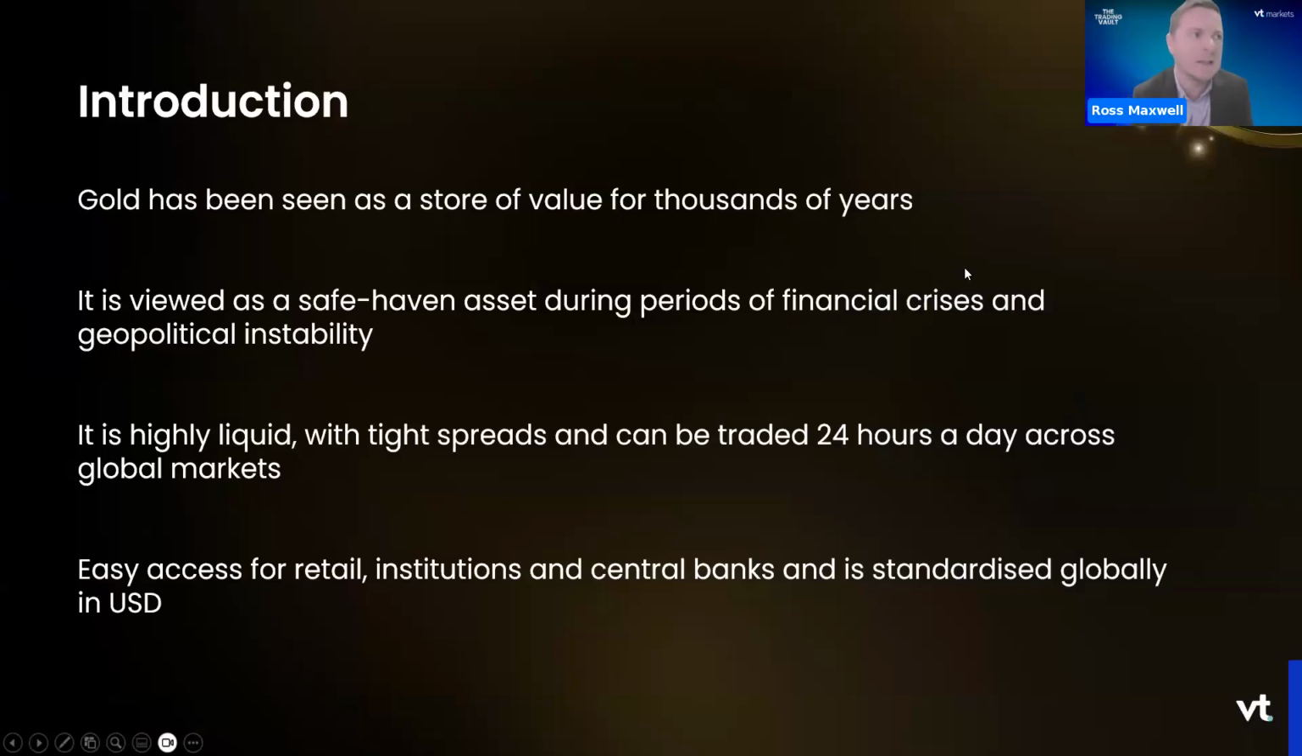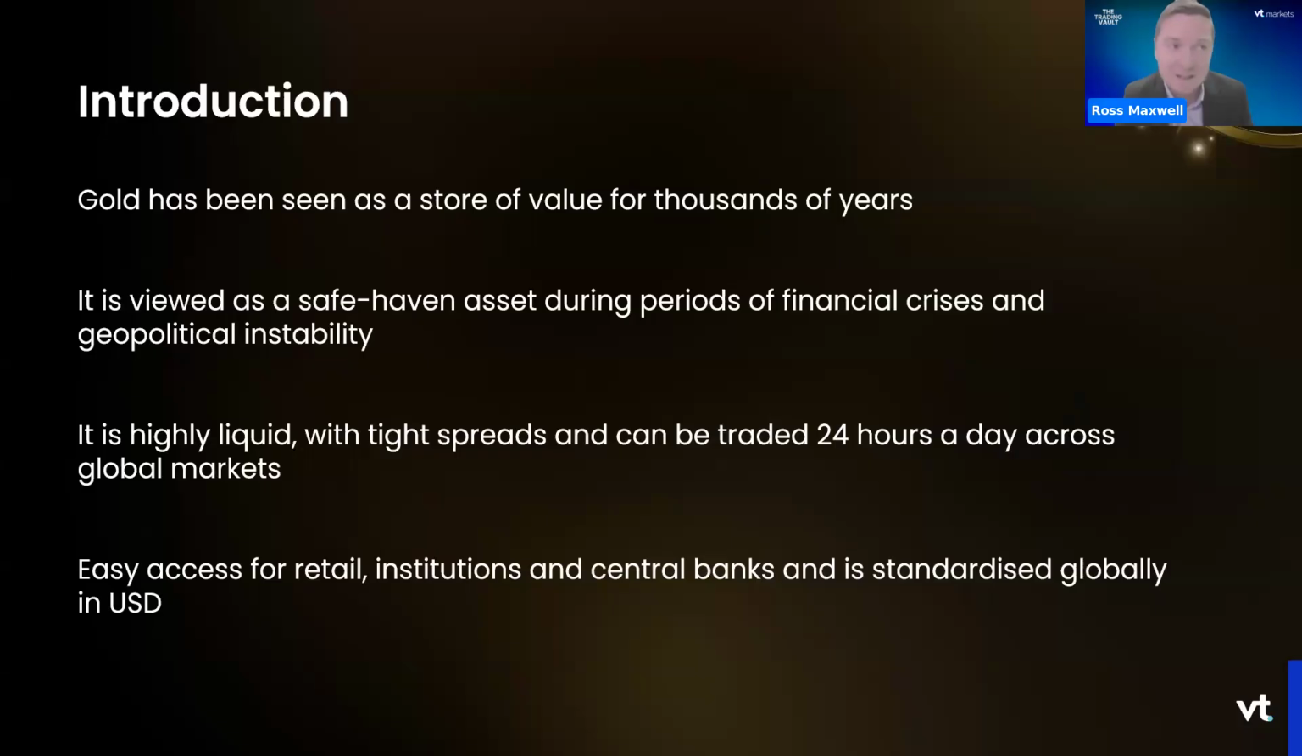Gold has been seen as a store of value for thousands of years. It is a mainstay of the whole financial system. This predates the markets as we know them. Gold has always been a store of value in the financial market. It's been around as long as a financial system has been in place.